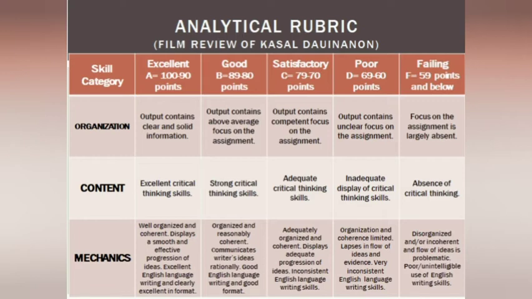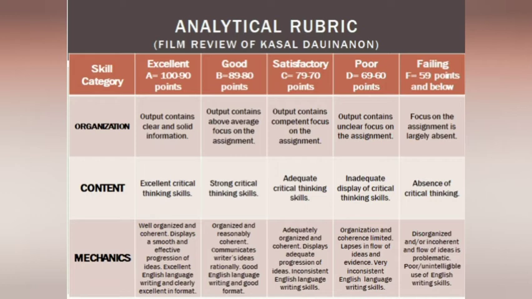So for mechanics, under excellent, we have well-organized and coherent, displays a smooth and effective progression of ideas, excellent English language writing, and clearly excellent in format. For good, we have organized and reasonably coherent, communicates writers' ideas rationally, good English language writing, and good format. For satisfactory, we have adequately organized and coherent, displays adequate progression of ideas, and consistent English language writing skills.